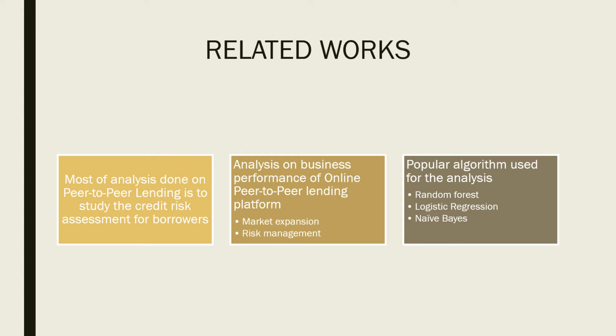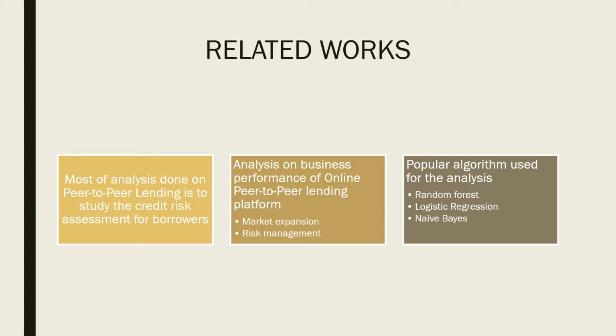Next, analysis on business performance of online peer-to-peer lending, which is for market expansion and risk management. As for market expansion, it is more on identifying business problems like a lack of lenders in the platform, which will result to lack of revenues generated by the platform. And then for risk management, it is more on providing lenders with information that can help them to make decisions like which loan they should invest on.